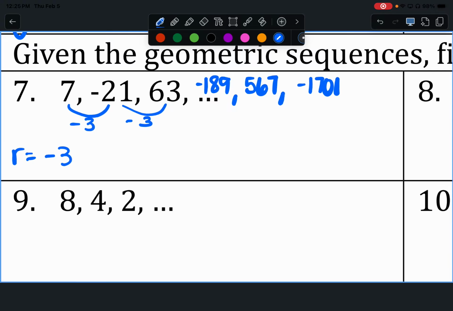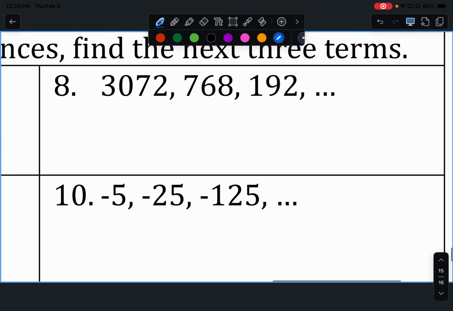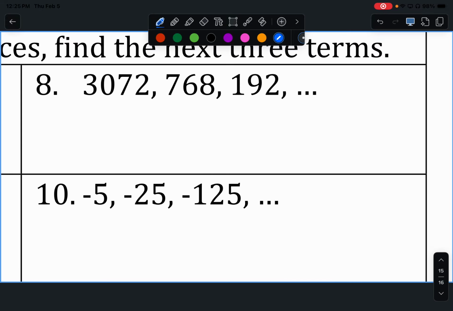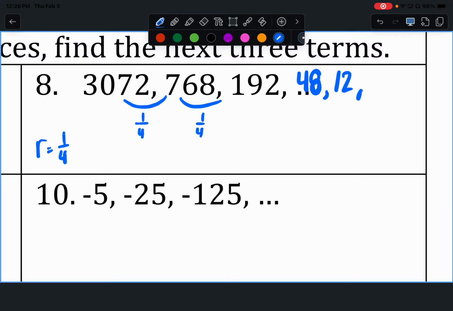All right, number 8. What is our common ratio for number 8? It is 1/4. Okay, so what would the next term be in this sequence? What is 1/4 of 192? 48. What is 1/4 of 48? Let me at least finish the question first.